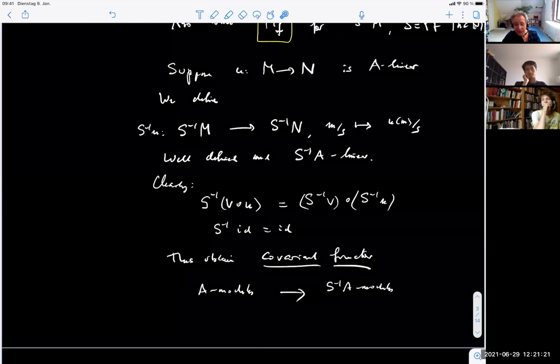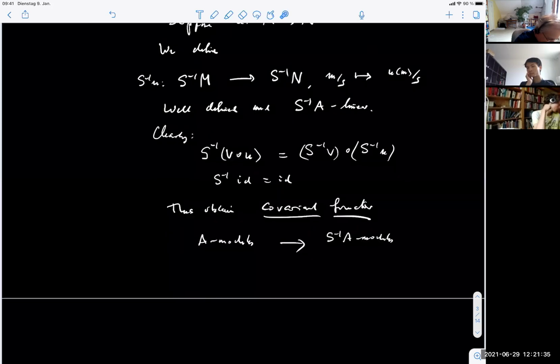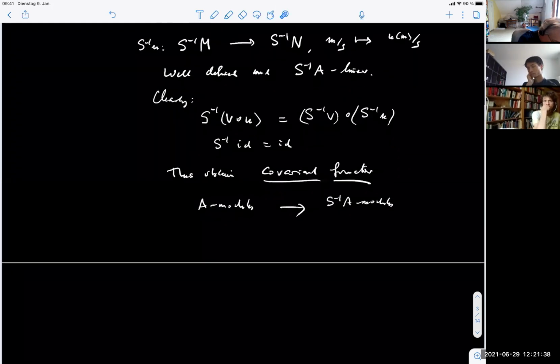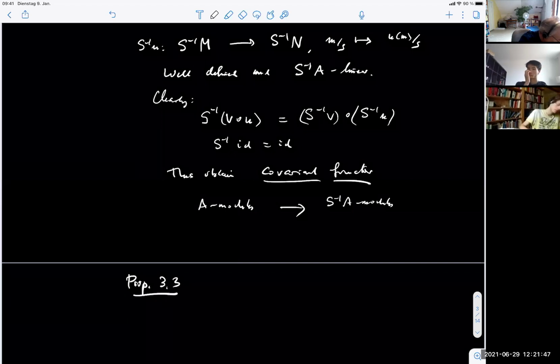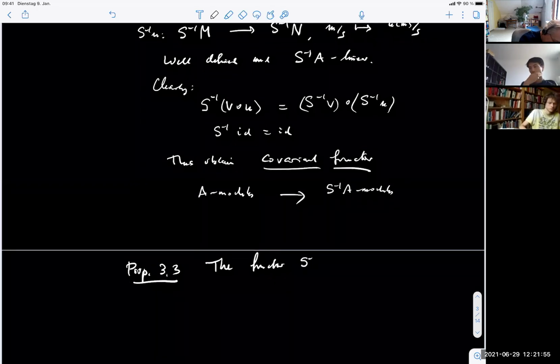So what is good about this functor is that it preserves exact sequences. In a way, it's better than the tensor product, because the tensor product was only right exact, but not left exact. But this localization is perfect. So let's write this. That's the next proposition. The functor S to the minus 1 is exact.